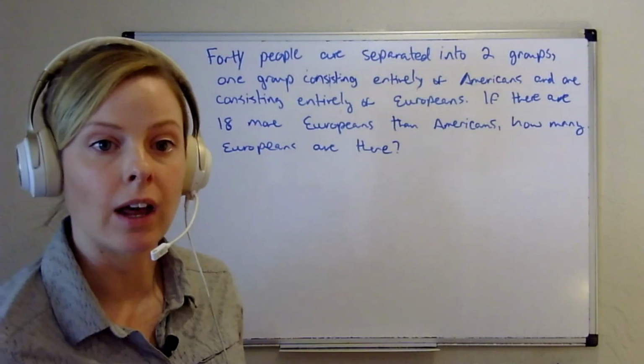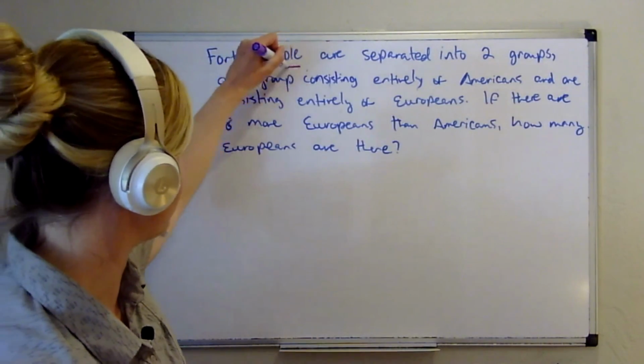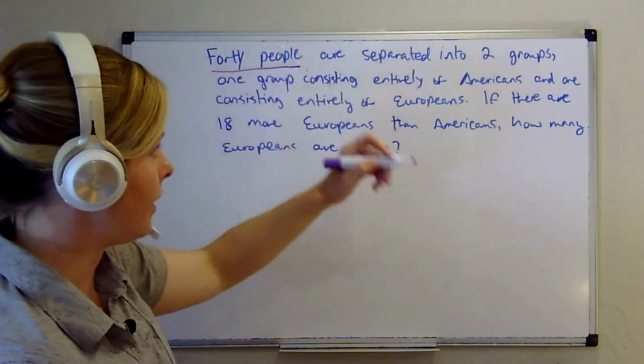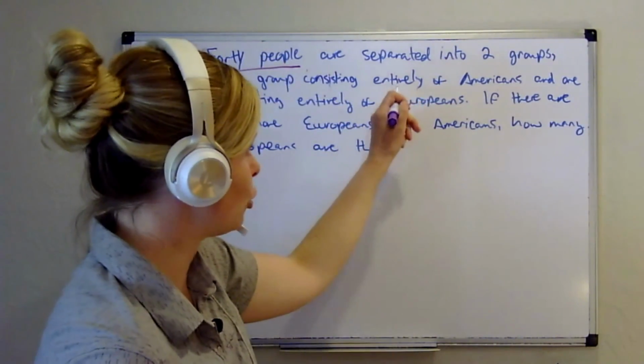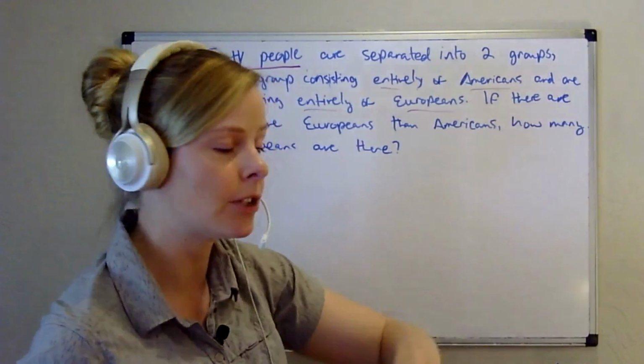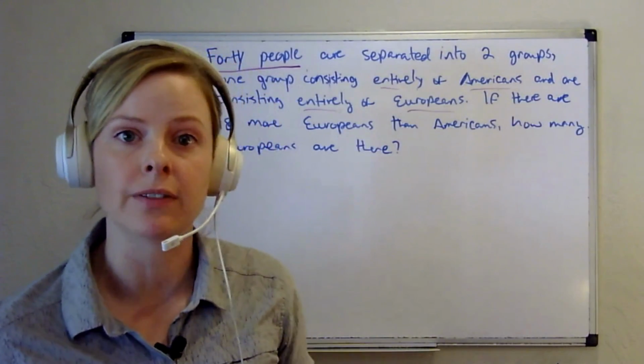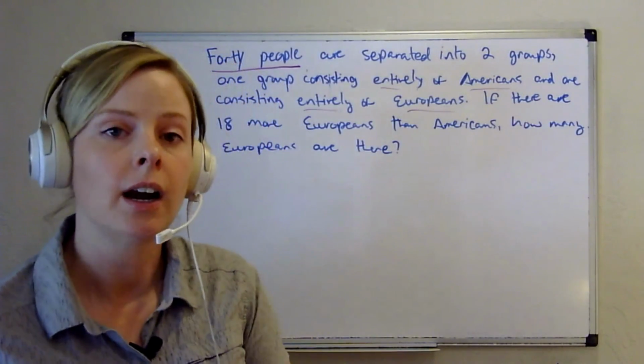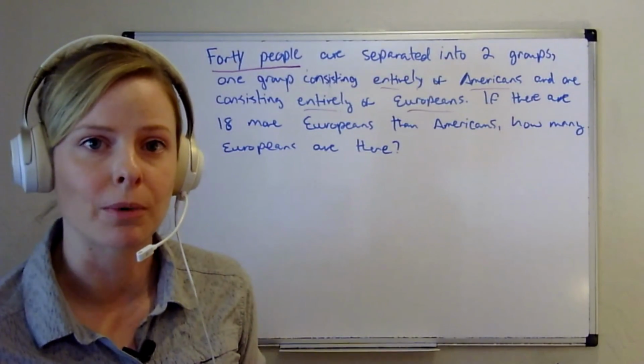From this, we've got a lot of information. First, we've got a total number of people, 40 people. Then we've got the fact that we've got two groups. One is entirely Americans and one is entirely Europeans. So that tells us right away that our number of Americans plus our number of Europeans are going to equal our total of 40 people.